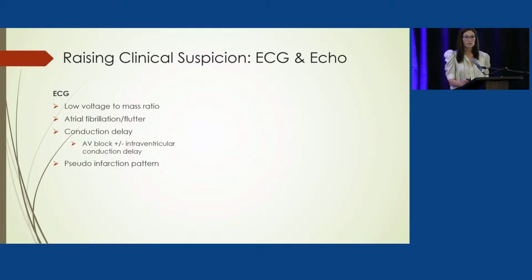Atrial fibrillation and flutter is pretty common, particularly in patients with TTR wild type. It can be found in about 50% of patients. Conduction delay is always something to look for. Typically, first degree AV block is very commonly found in these patients. And a pseudo-infarct pattern in patients who don't have coronary artery disease.